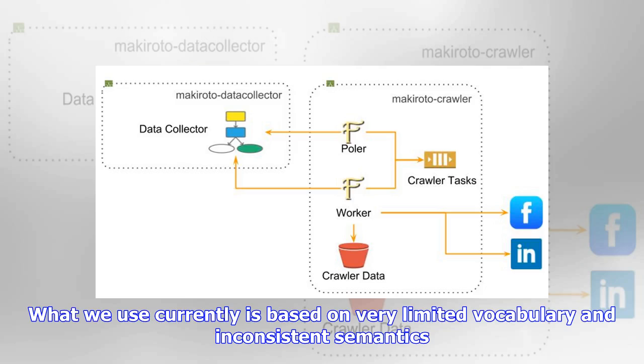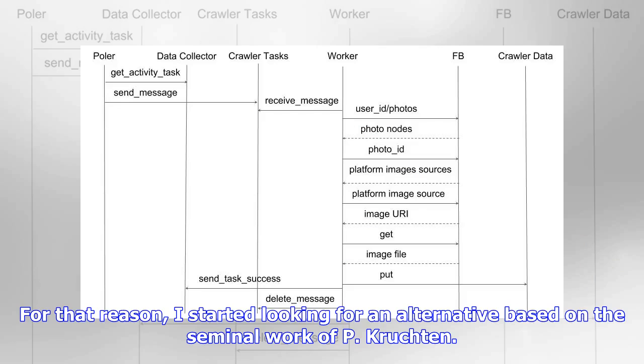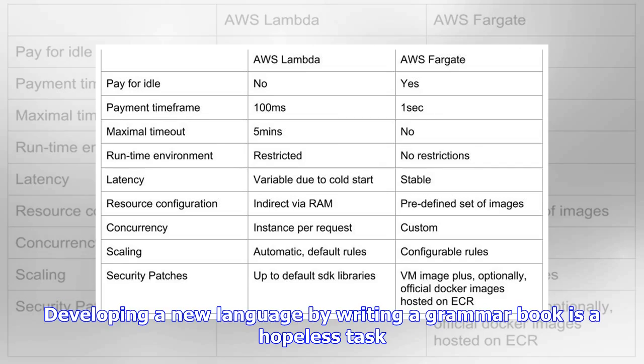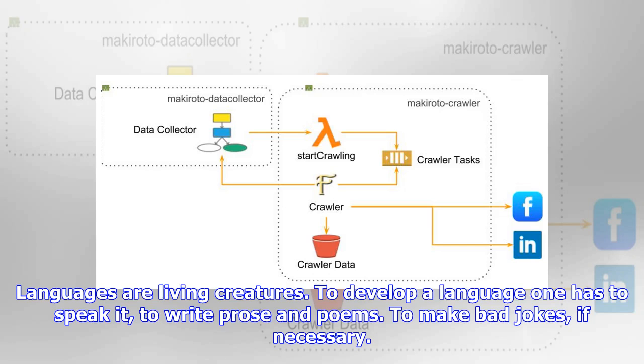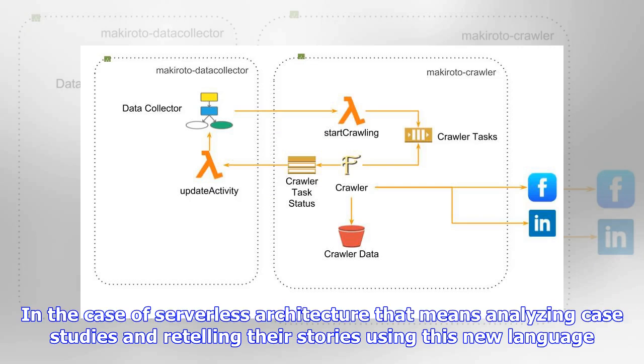What we use currently is based on very limited vocabulary and inconsistent semantics. For that reason, I started looking for an alternative based on the seminal work of P. Crichton. Developing a new language by writing a grammar book is a hopeless task. Languages are living creatures. To develop a language, one has to speak it, to write prose and poems, to make bad jokes, if necessary. In the case of serverless architecture, that means analyzing case studies and retelling their stories using this new language.